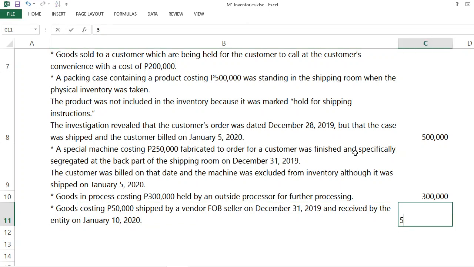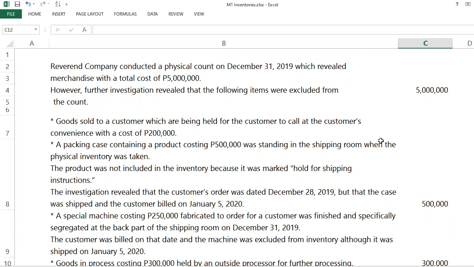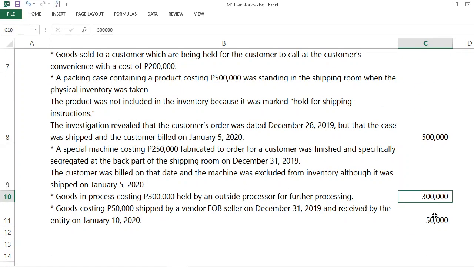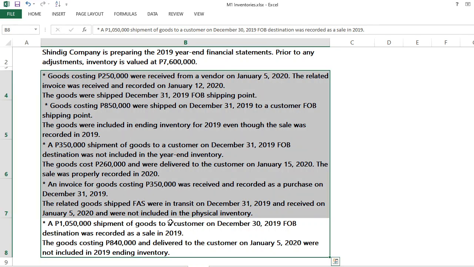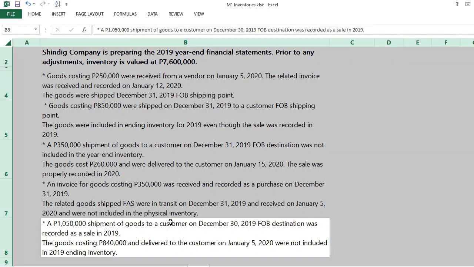That is 50,000. So, do the math, we have 5 million plus 500 plus 300 plus 50, and I think that is 5,850,000, and that is our total inventory at year end. The same analysis for 10-19. Okay.